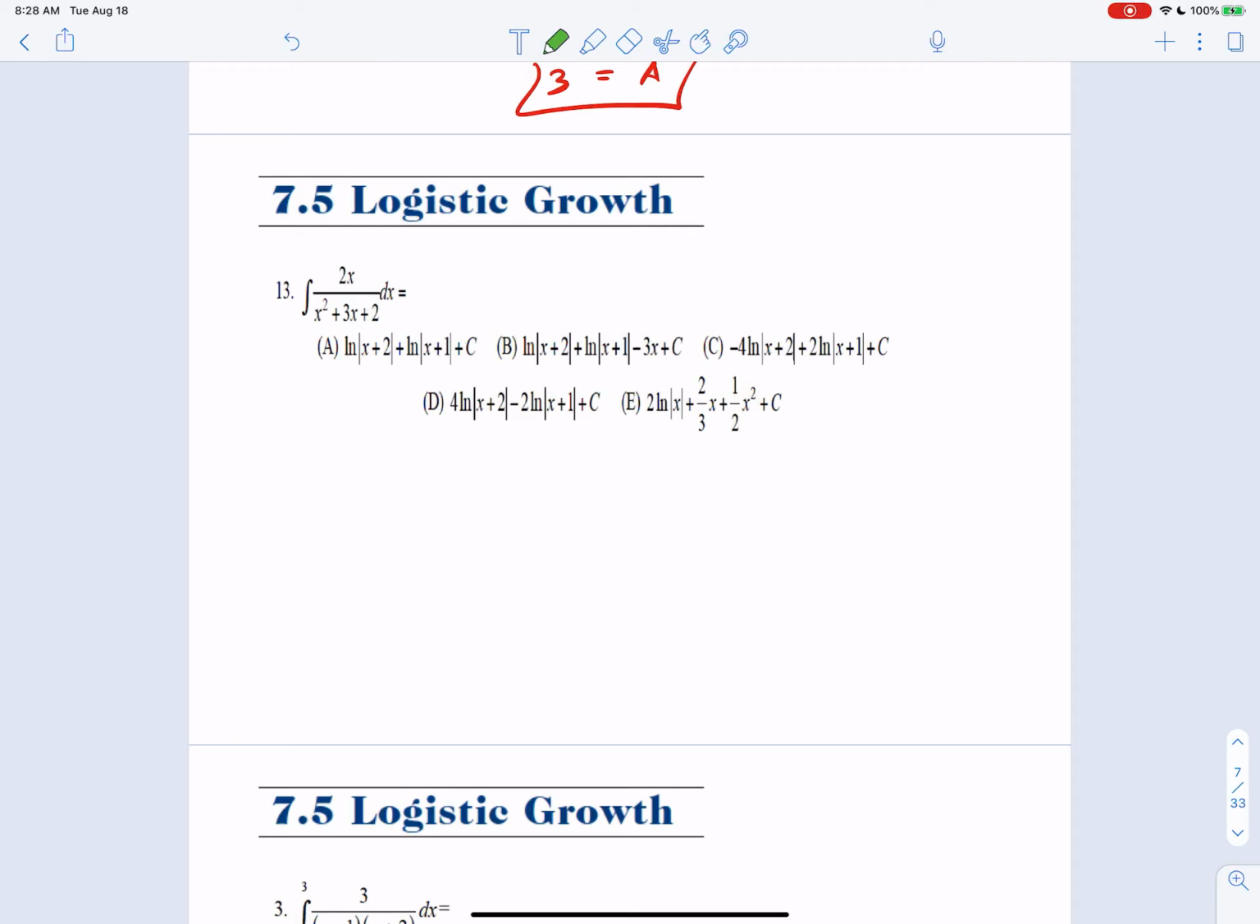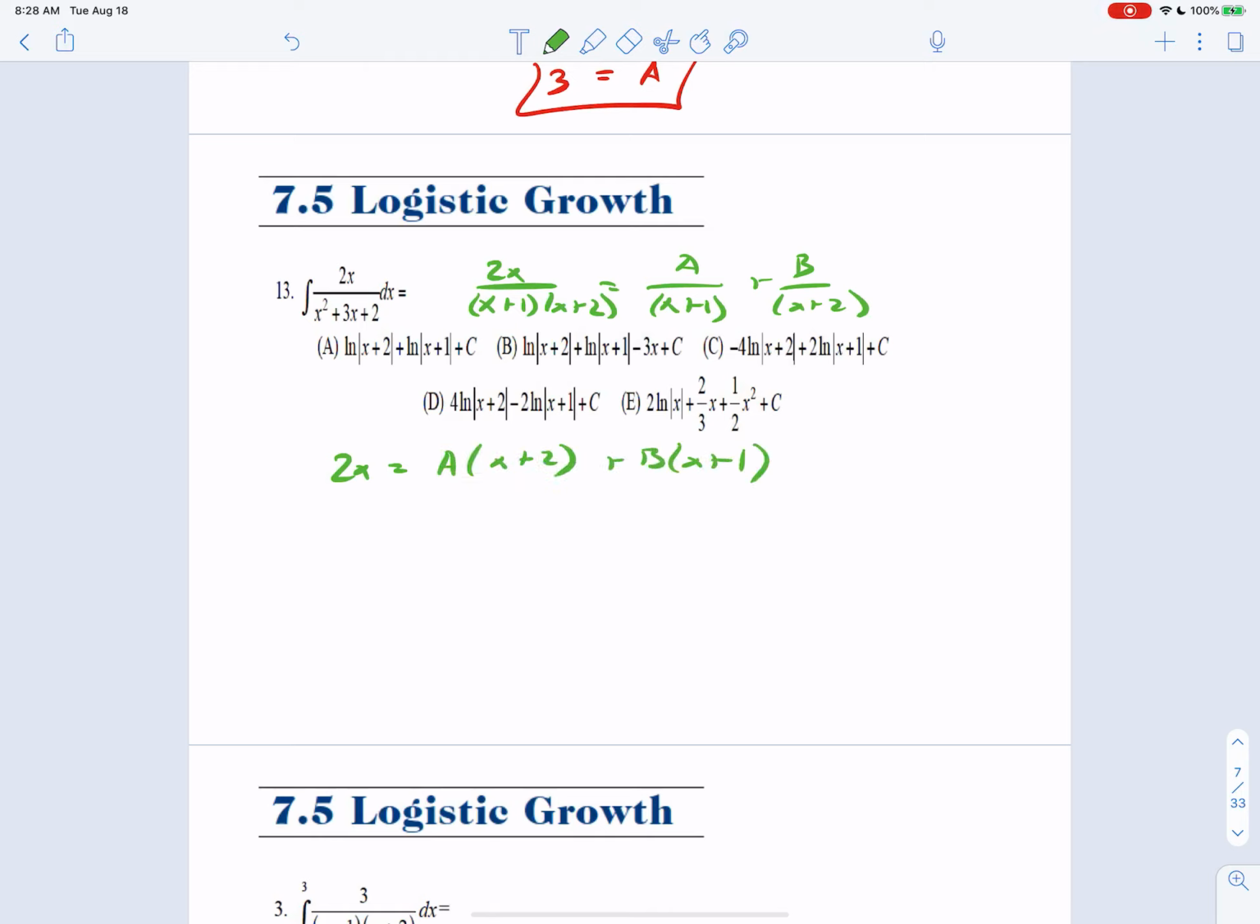Here's another one. Play when you're ready. So that's 2x over (x plus 1)(x plus 2) equals a over x plus 1 plus b over x plus 2. If I multiply everything out, I should get 2x equals a(x plus 2) plus b(x plus 1).